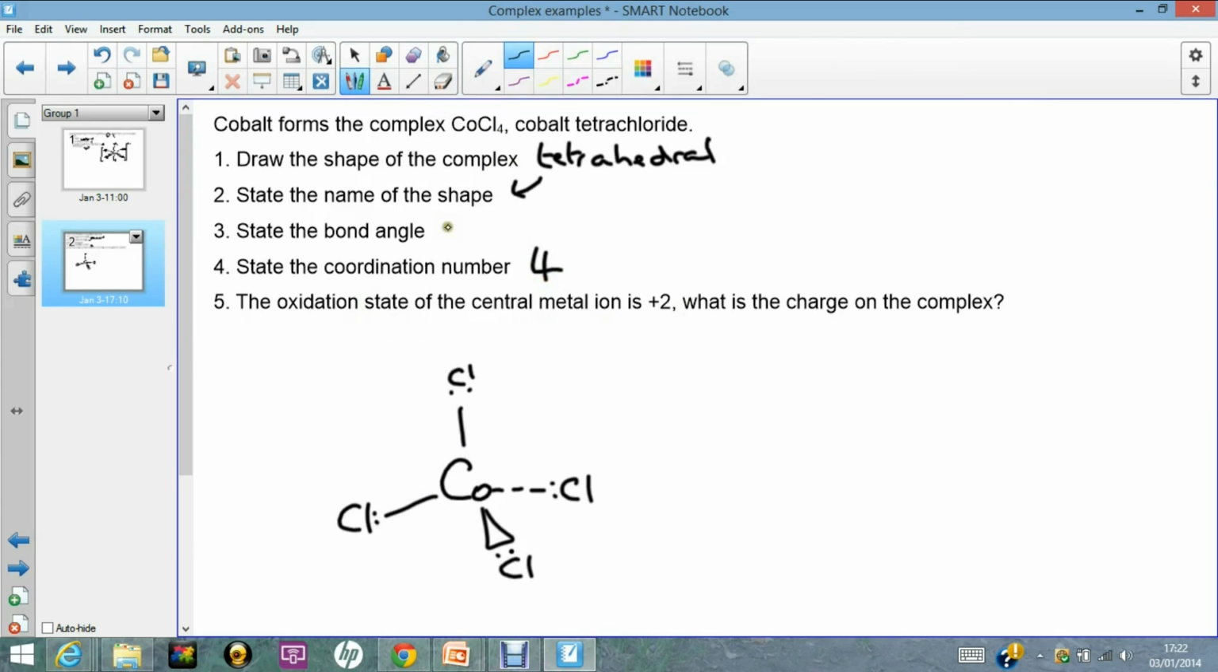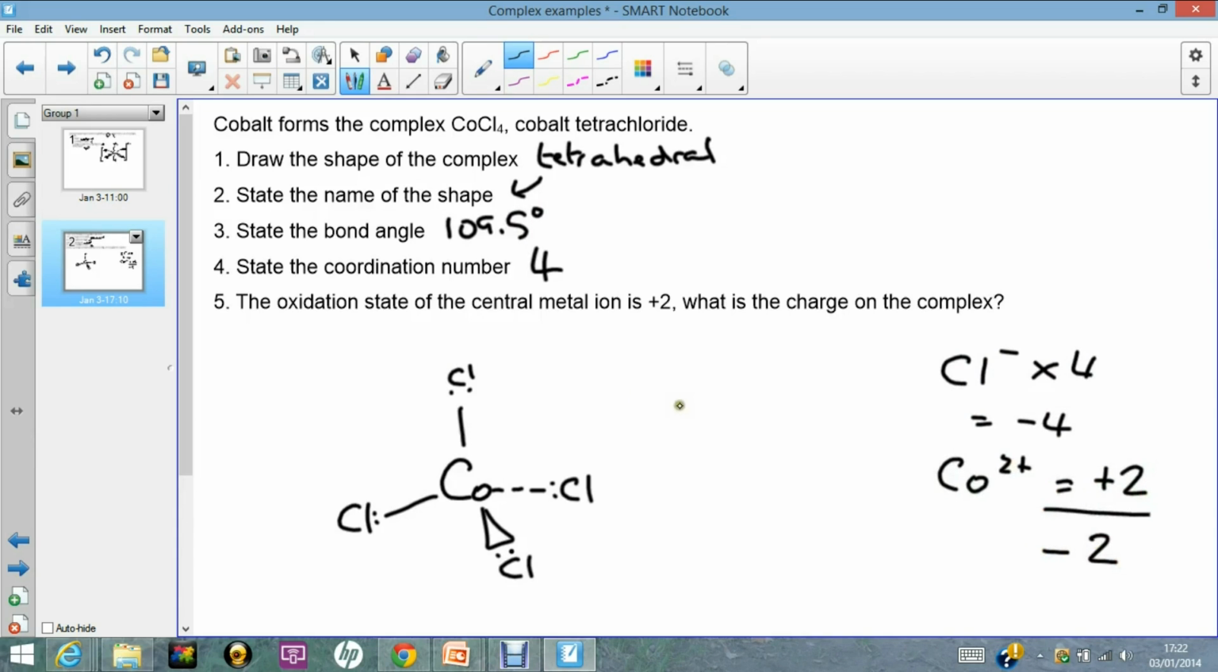let's just put that up there. Okay, so if you know that this is +2, each chloride is -1, and there are 4 of them, cobalt is 2+, so overall the charge will be -2. I'm going to put square brackets around it and give it a 2- charge.